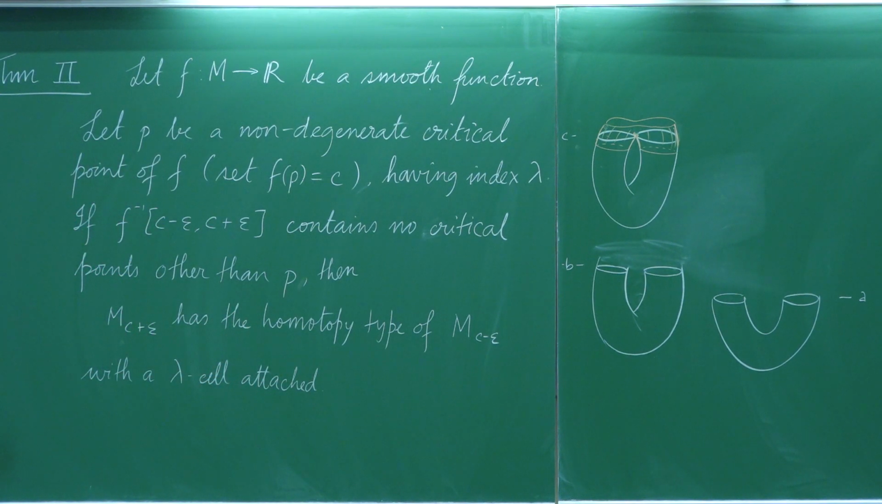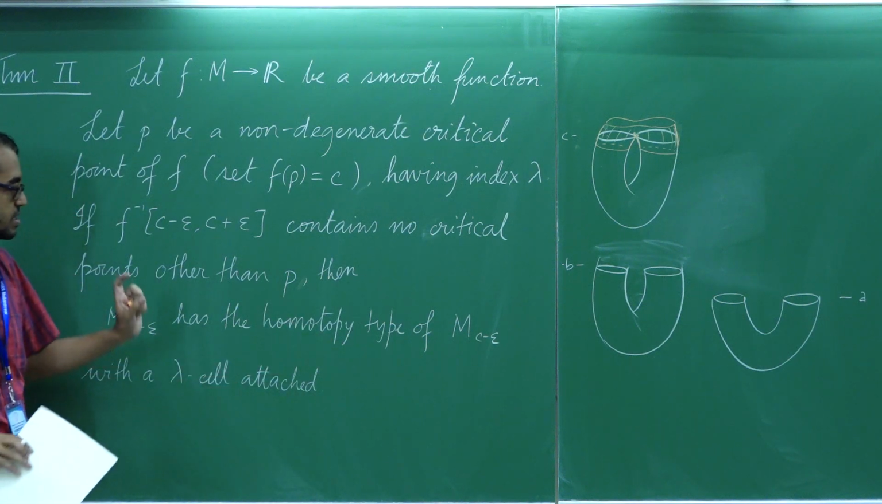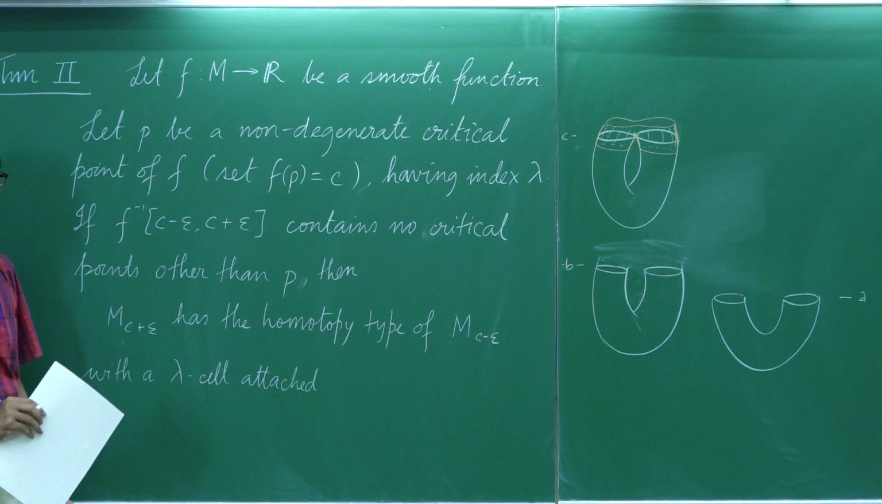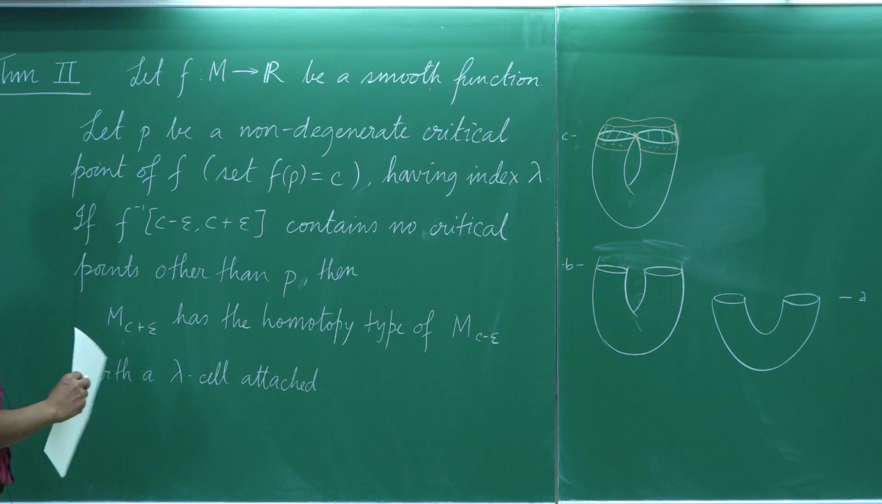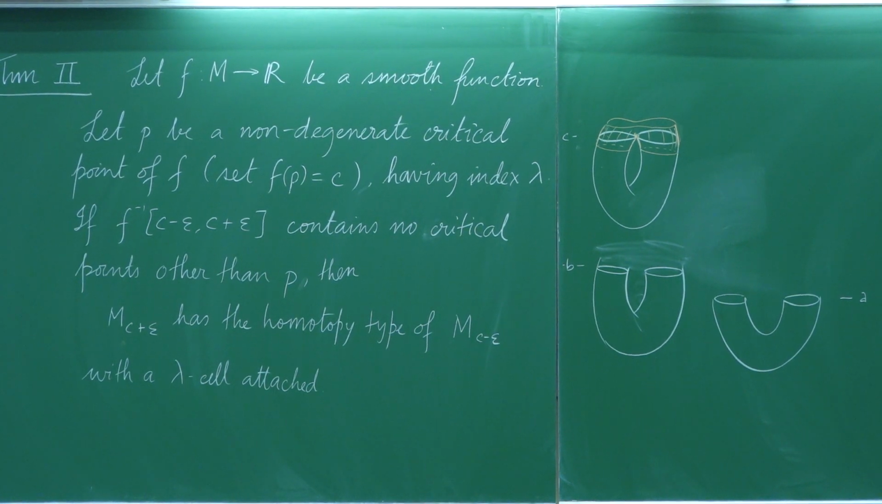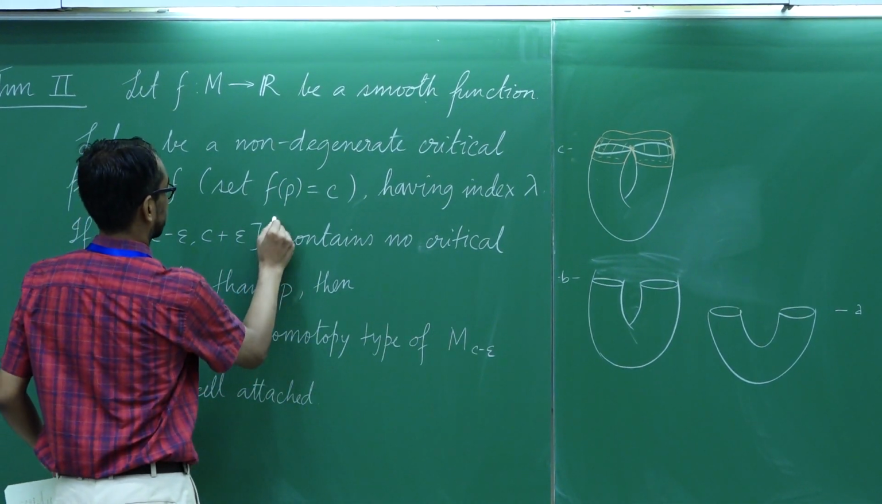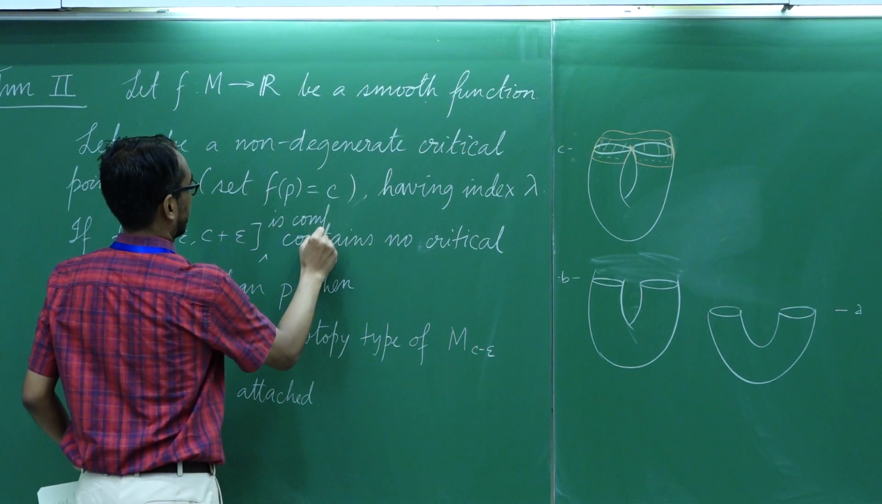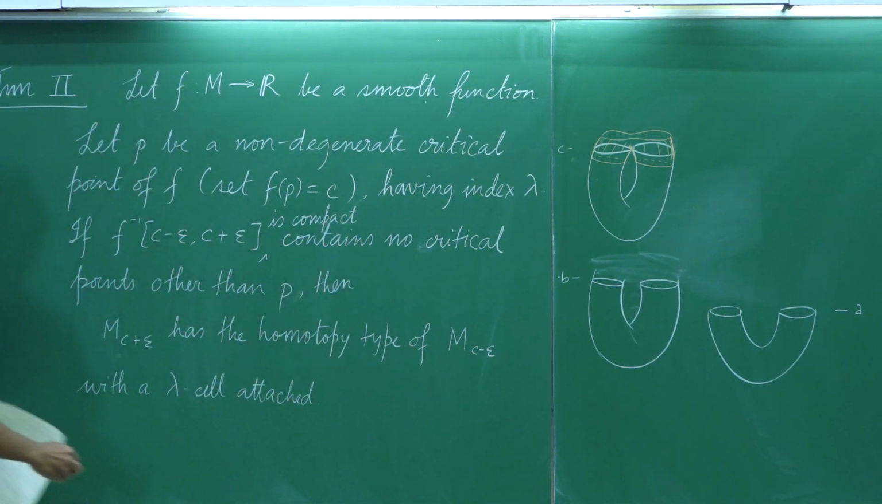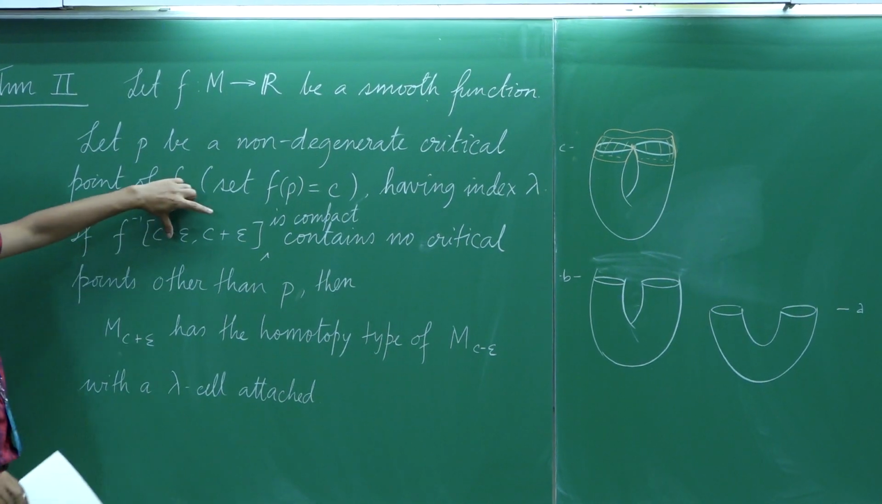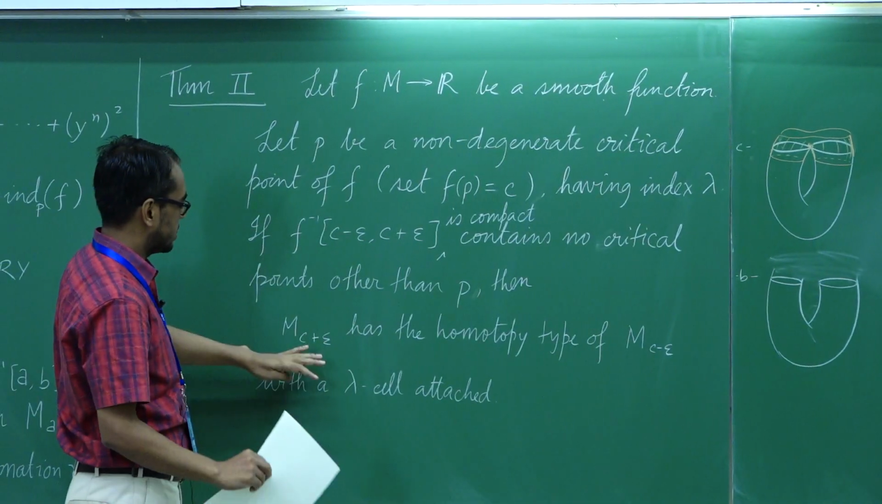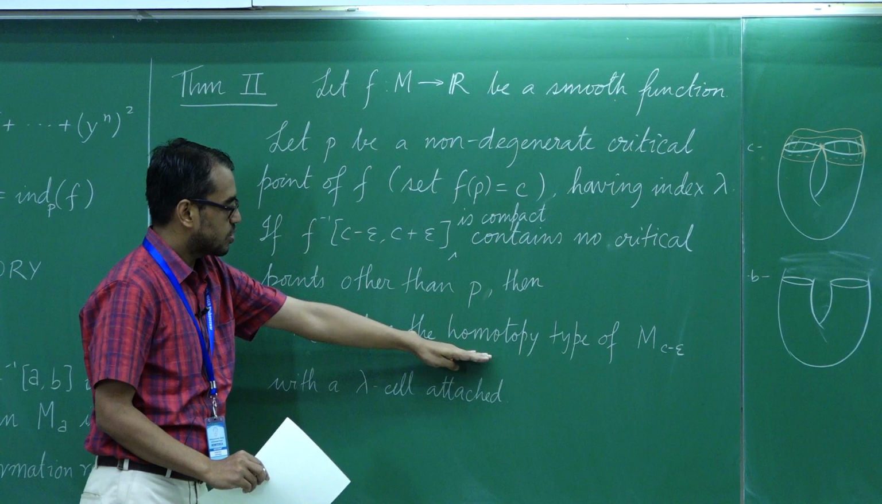So let me say what this means. If you are not used to what the type means, you will get it. Where c minus epsilon to c plus epsilon is compact, yes, that's true. It is compact, and it contains no critical points. Then this has the same homotopy type as this.